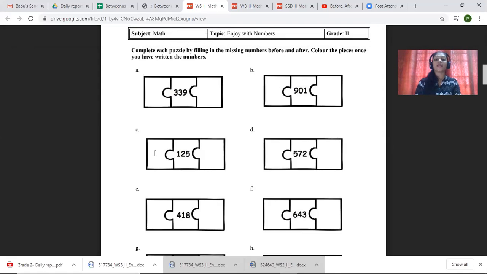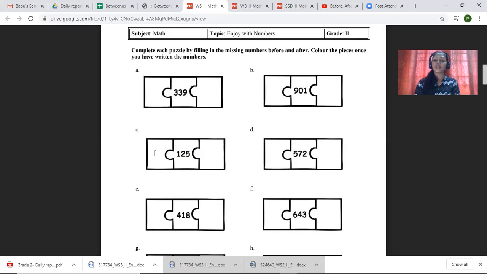All right. Let us now go to the next question. That is 125. 125 is a middle number. What comes before the ones place? The number is 124. Very good. Now what comes next? After 124, 125, 126. Okay. So if you have written it correctly, put a tick mark.